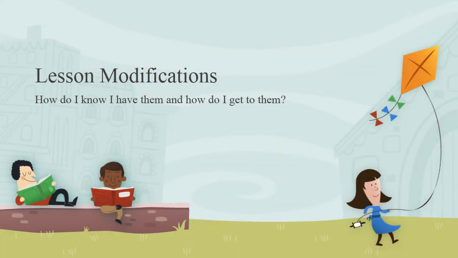This Teachlet is on lesson modifications. How do I know I have them and how do I get to them in Connexus?